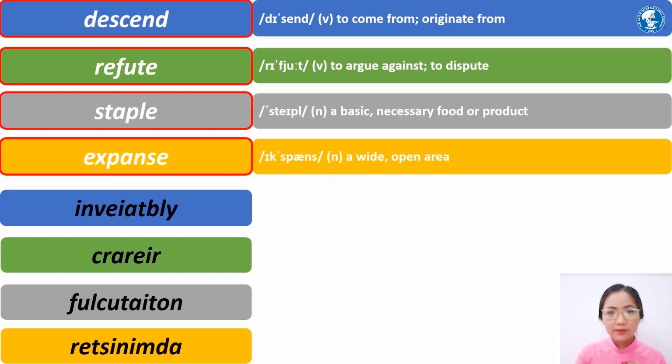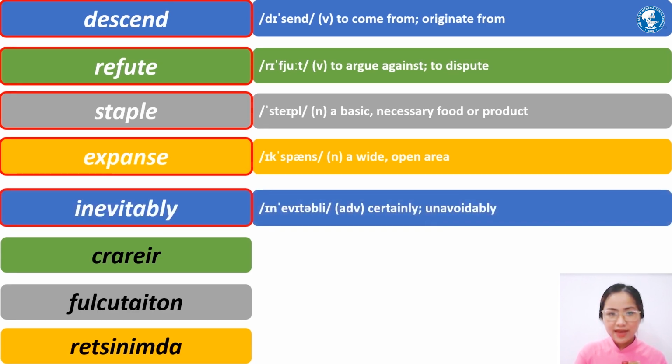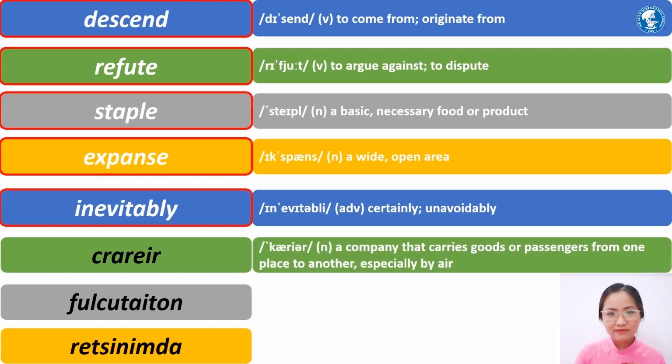The next word begins with the letter I. So what is it? Yes, it is inevitably. Inevitably is certainly, or unavoidably. Now let's see what is the next word.